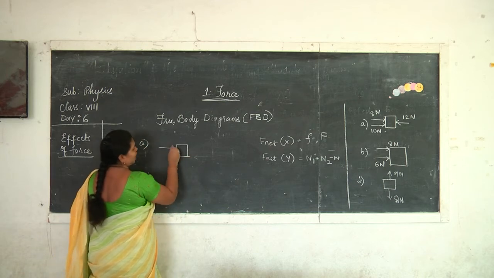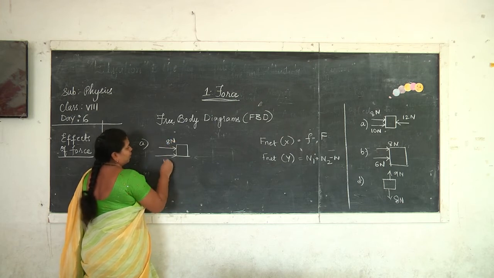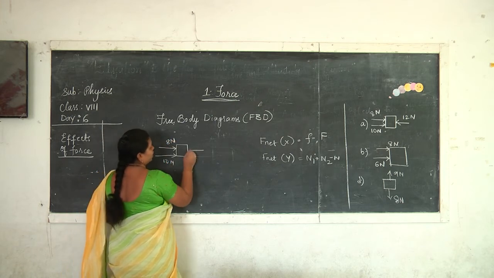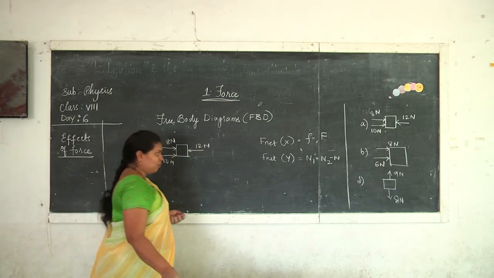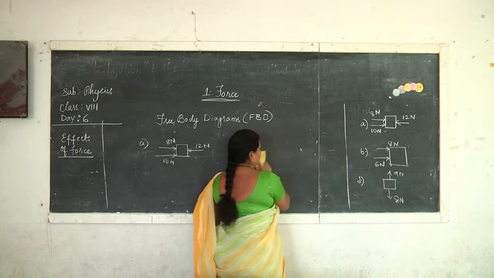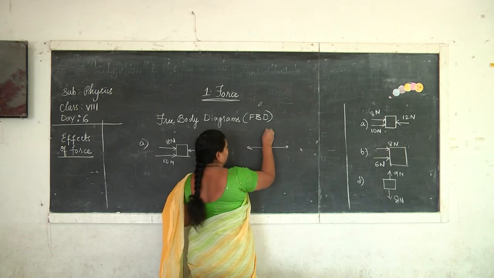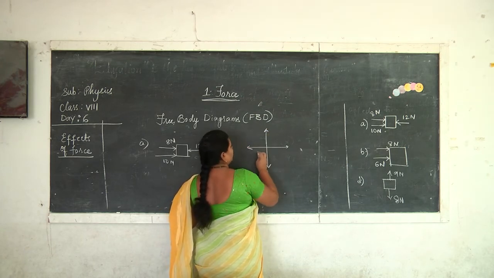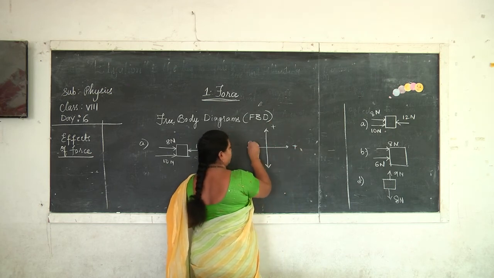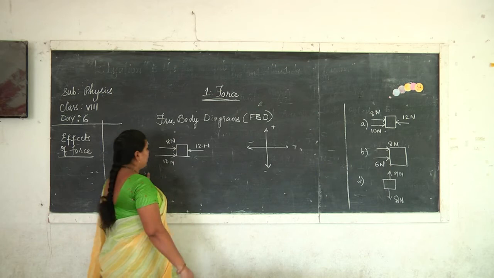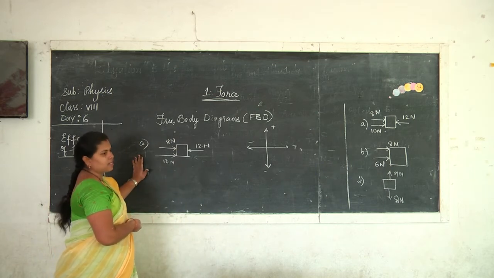Now two forces are acting in this direction, 8 newtons and 10 newtons, and now a 12 newton force is acting in this direction. From the sign conventions we have already discussed, along the x-axis and y-axis, if I take the upward direction and the right direction as positive, the other two are negative. Now you tell me, what is the net force along the x-axis?